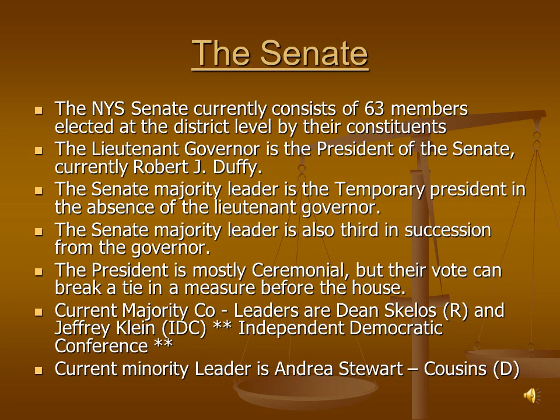The Senate. The New York State Senate currently consists of 63 members elected at the district level by their constituents. The lieutenant governor is the president of the Senate, currently Robert J. Duffy. The Senate Majority Leader is the temporary president in the absence of the lieutenant governor. The Senate Majority Leader is also third in succession from the governor. The president is mostly a ceremonial position, but their vote can break a tie in a measure before the House. The current majority co-leaders are Dean Skelos, who's a Republican, and Jeffrey Klein, who's from the Independent Democratic Conference. The current minority leader is Andrea Stewart Cousins, who's a Democrat.